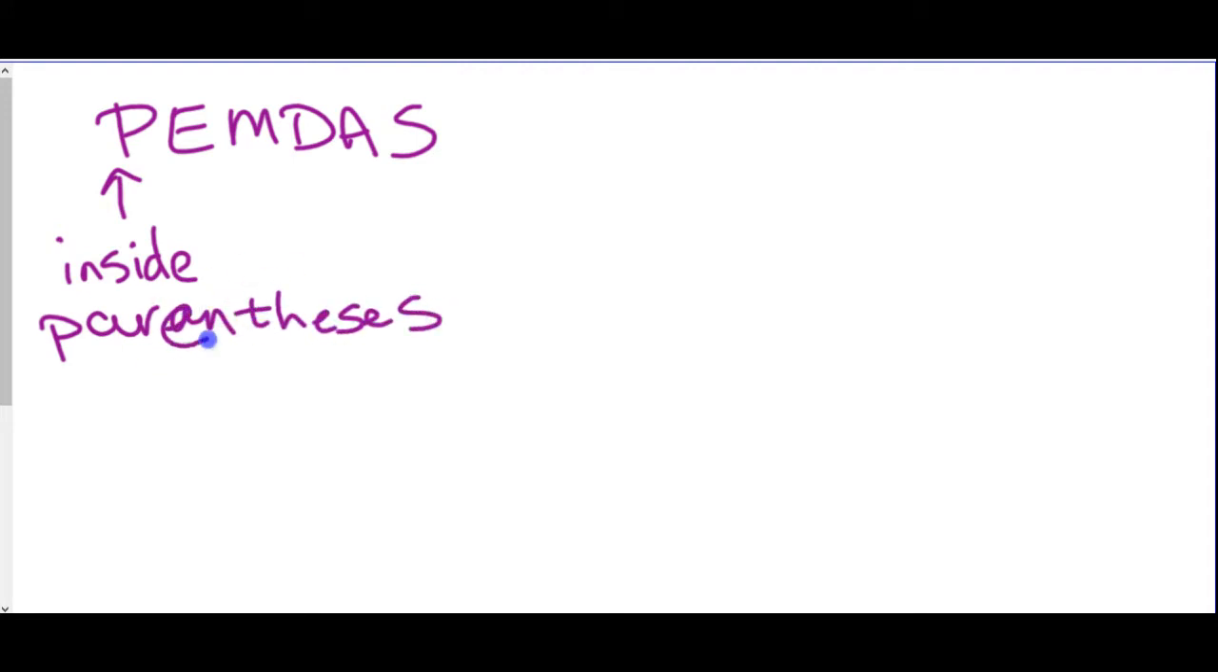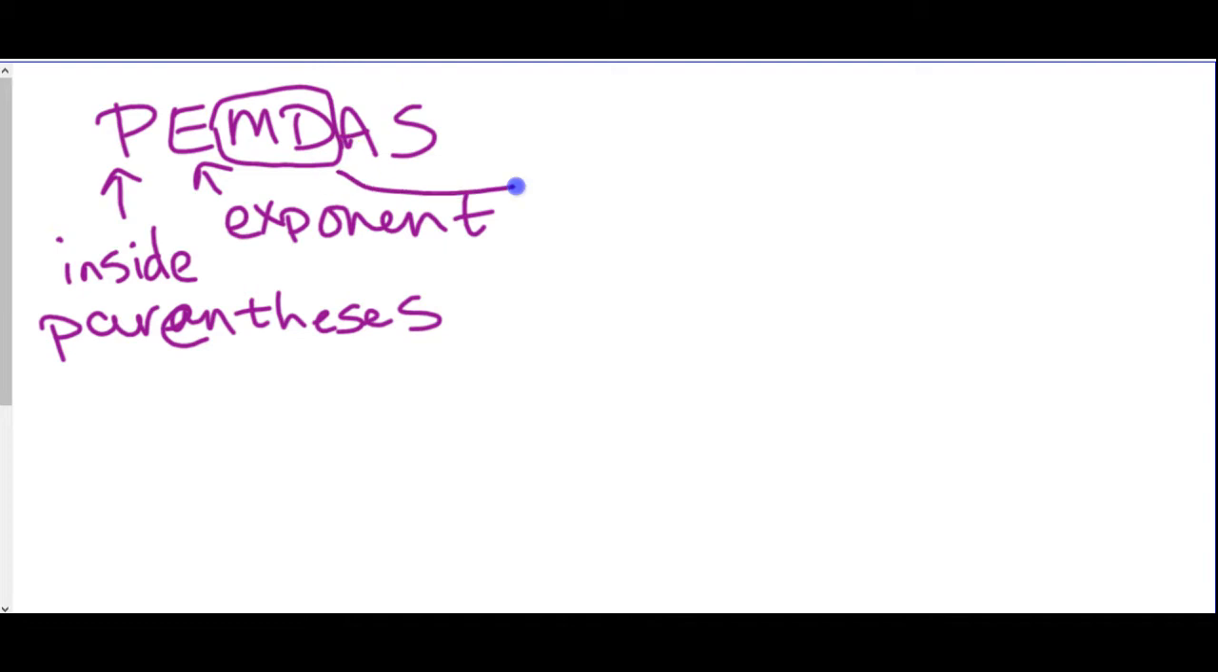I think that should actually be an E there. Then the E means do anything that has an exponent next. M and D stand for multiply and divide, and they're actually grouped together. M and D means we're going to do multiply and divide from left to right.